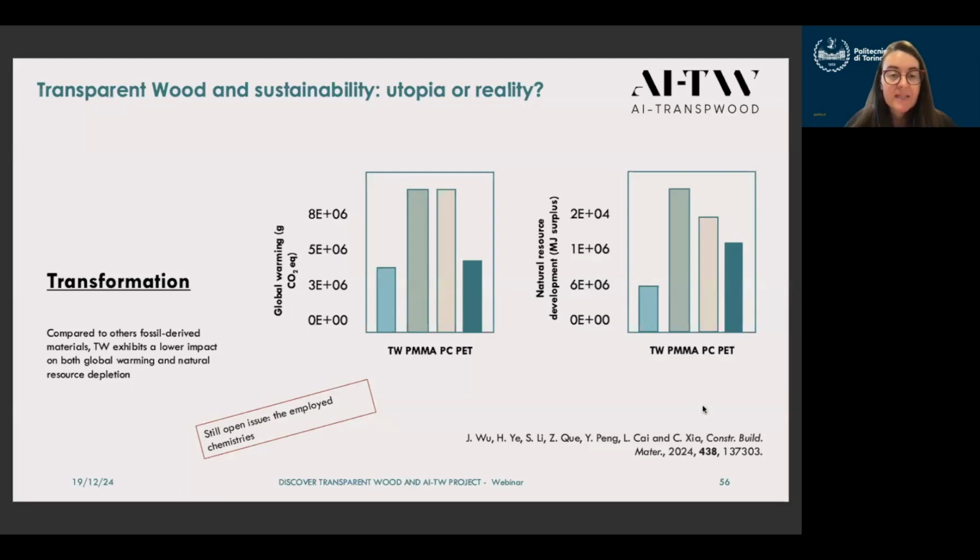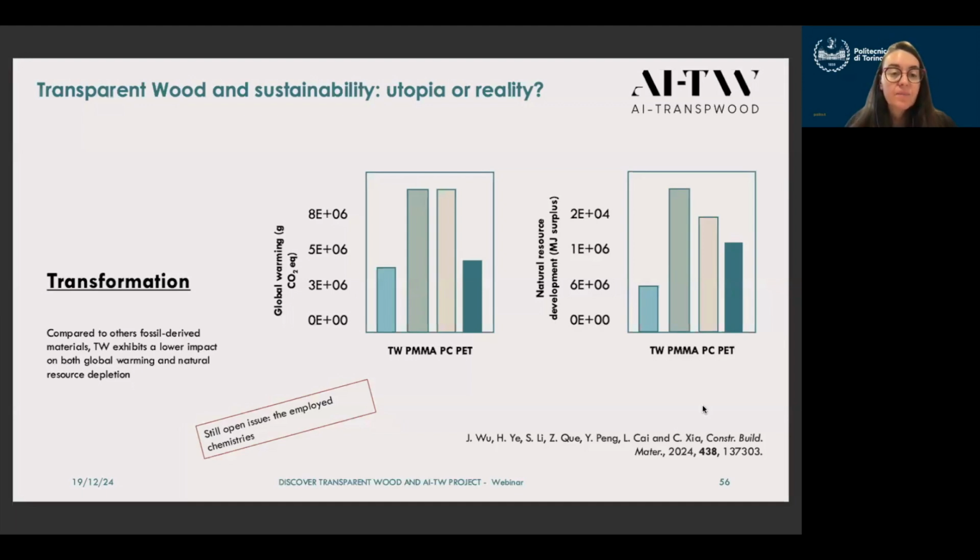Traditional materials like glass and plastics are typically produced through high-energy processes that contribute to the environmental impact. The production of transparent wood offers the potential for more energy-efficient manufacturing, because researchers are exploring mild chemical treatments that can remove lignin at lower temperature, reducing the need for high energy input.